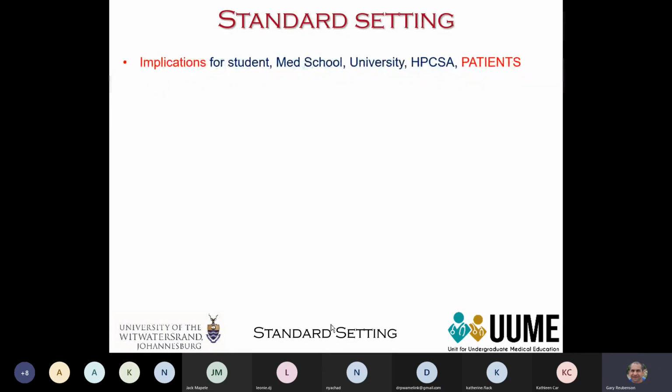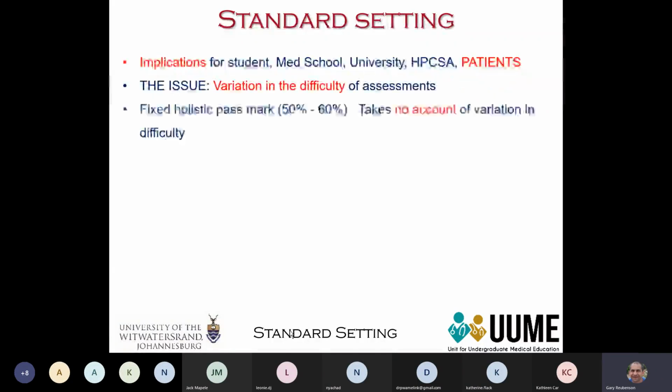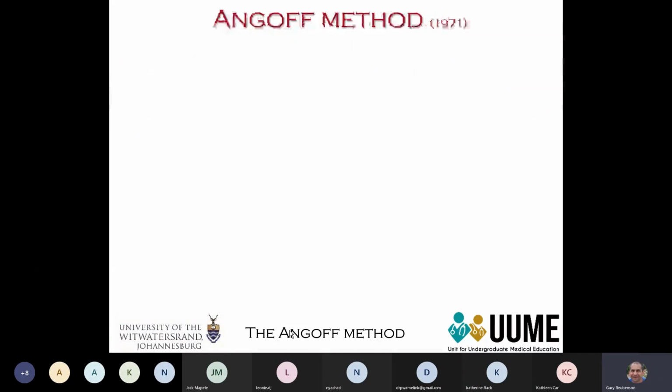And this matters because this determines whether people pass or fail, and importantly, if we pass people who don't deserve to pass, that has implications for themselves and for their patients in the future, and conversely, if we fail people who should be passing, that has real implications for the people writing the exam. So it's appropriate to try and find the right pass mark. There are lots of ways of doing that. That's just what we touched on already.